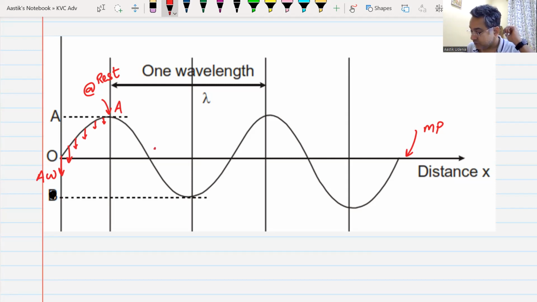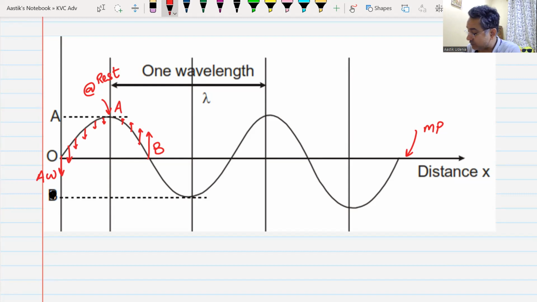Now let us move from point A towards point B. What about the velocities of particles from A to B? Where are they moving? Away from the mean position, sir. This particle is moving like this, and so on. Whereas the particle at A is definitely at rest. Which particle has the maximum speed here? B, sir.